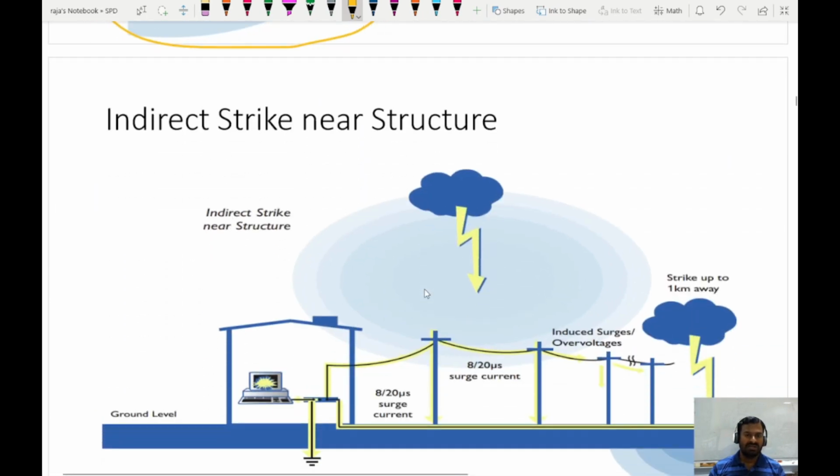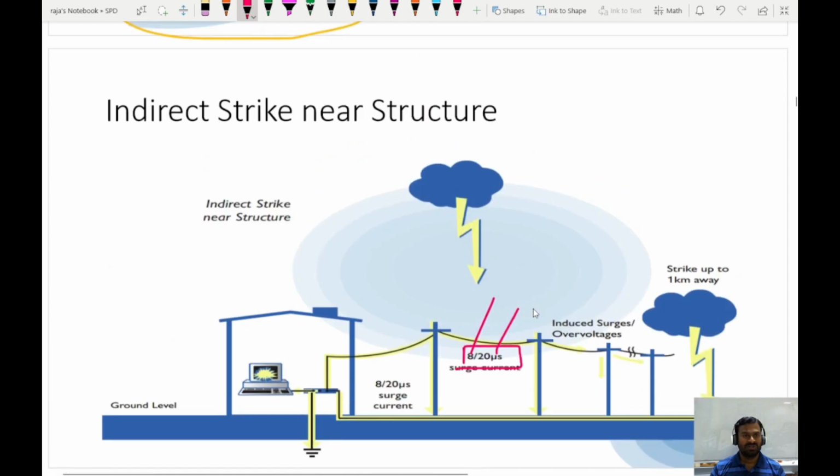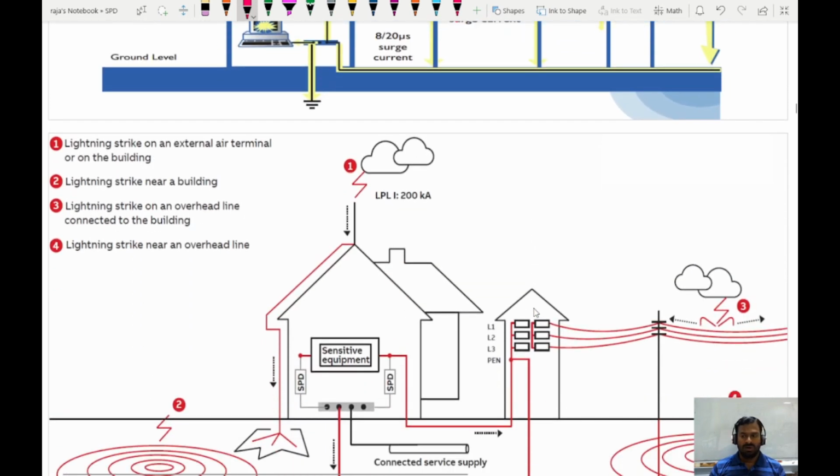And the next one is the indirect strike near the structure. It neither strikes the ground, nor the structure, nor the transmission line. The lightning doesn't reach the transmission line, but the impact created because of the lightning creates an inductive surface here. Because of this high voltage inductive surface and the transmission line, a potential difference is created, and because of that, the surge current passes through the system. The nature of this fault is also 8 to 20 microseconds: 8 microseconds for rising and 20 microseconds for falling to 50% of the maximum current. So this is the indirect strike near structure. Altogether, it is put like this.